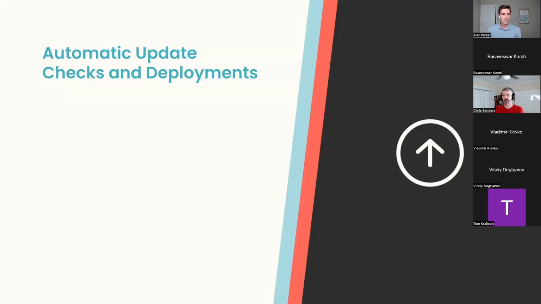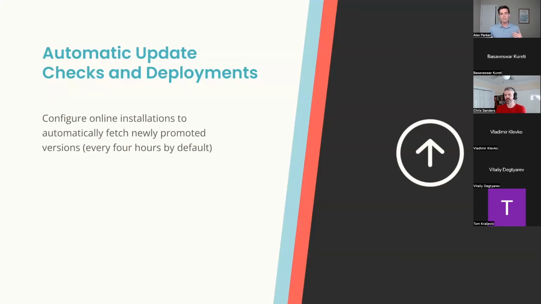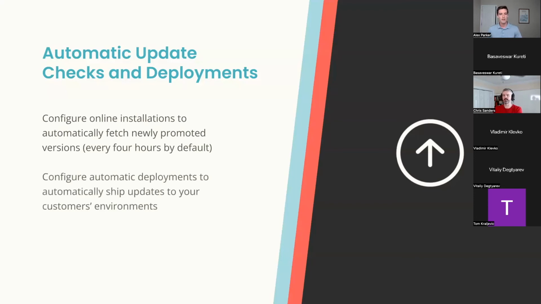Automatic update checks and deployments. By default, the admin console is configured for online installations to automatically fetch newly promoted versions every 4 hours. And on top of that, you can also configure automatic deployments so that you can automatically ship updates to your customers' environments on that frequency as well.